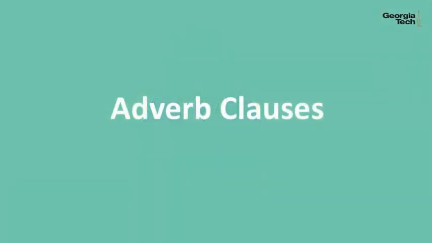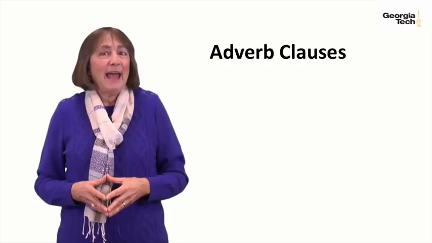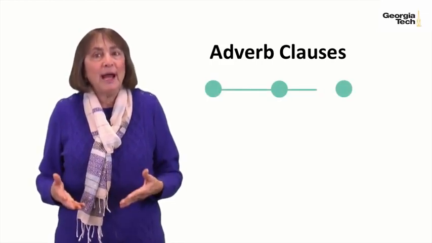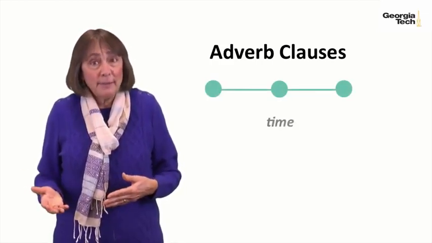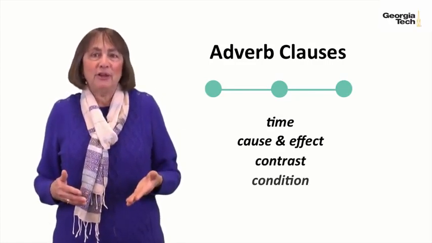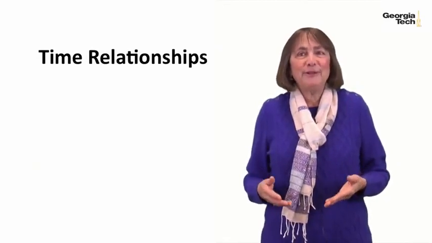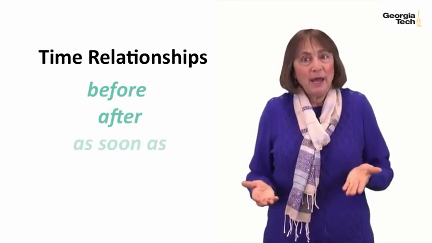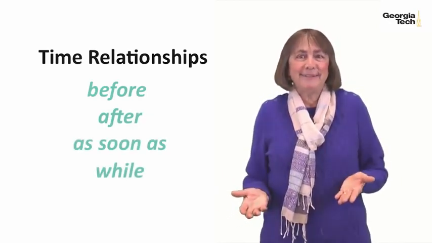Now, each of these dependent clauses has its own purpose, so let's take a closer look at them. First, we'll look at adverb clauses. Adverb clauses show different types of relationships between ideas. They show time, cause and effect, contrast, and condition relationships. For time relationships, adverb clauses begin with words like before, after, as soon as, and while.